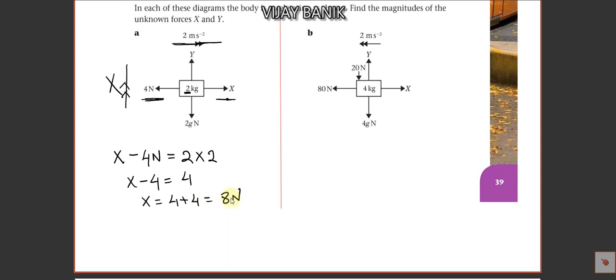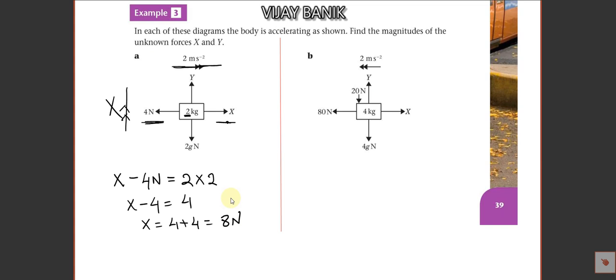So we have solved the horizontal direction. Understood? Let me repeat again. It is accelerating in the horizontal direction only, not in the vertical direction. So in the vertical direction, the forces are in equilibrium. In the horizontal direction, it is accelerating.